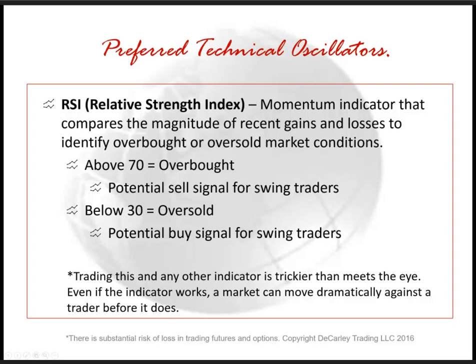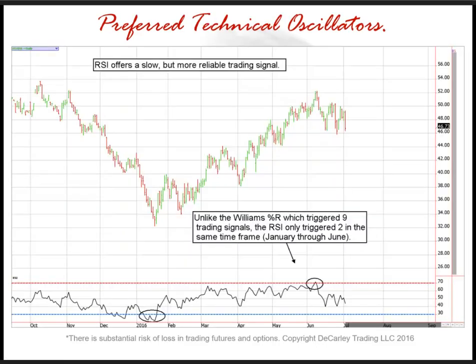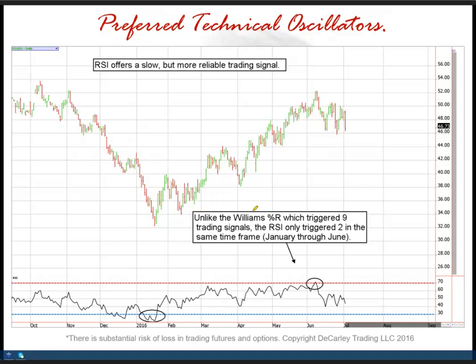And just as with the Williams %R, RSI, even if it works, it can be early. So there's no easy money, regardless of the indicator you choose and regardless of how perfect you think you're using it. So in summary, RSI offers a slow but more reliable trading signal. This is the exact same chart that we just looked at. If you remember, Williams %R triggered 9 or 10 trading signals from, this is actually the first half of 2016. So Williams %R traders might have traded 9 or 10 times. An RSI trader would only trade twice.